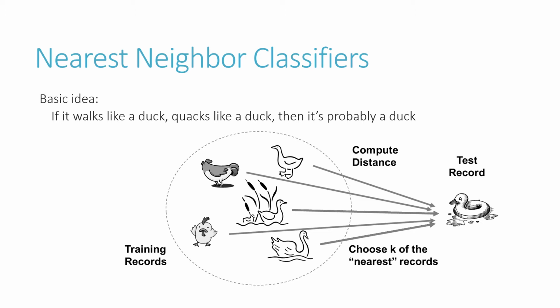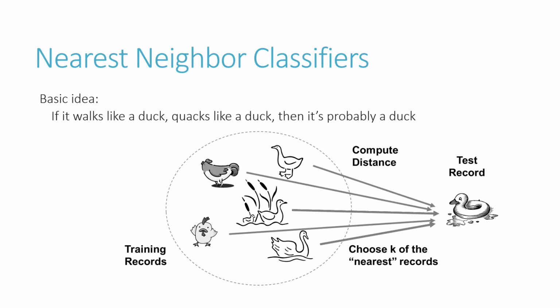For example, if we have a data set of animals as training records, and then we get a test record, in order to decide which type of animal this test record belongs to, we need to calculate the distance, for example, Euclidean distance, as one of the proximity measures between all the training records and the test record.